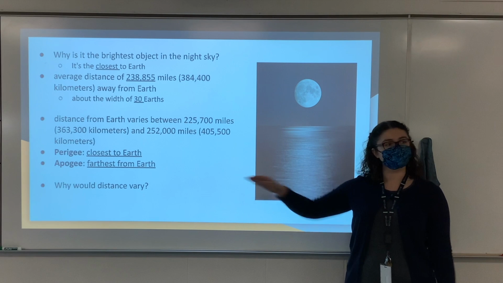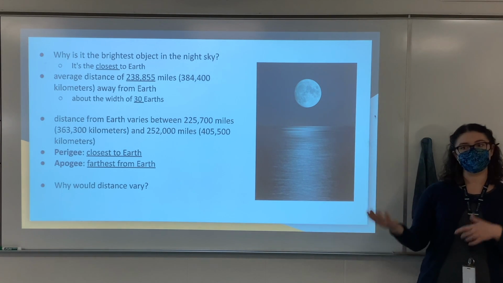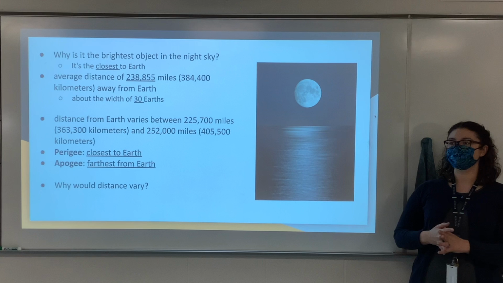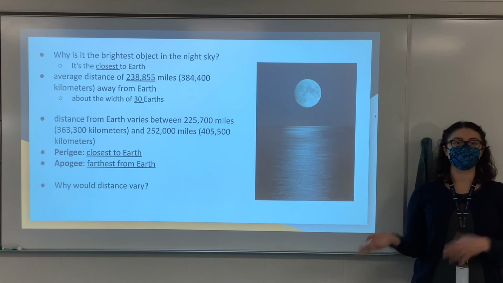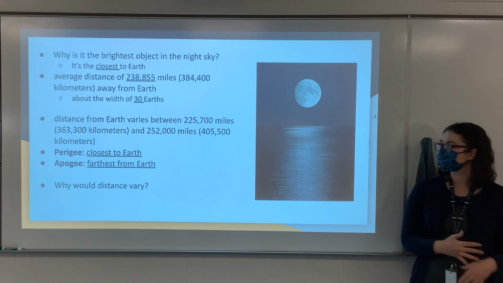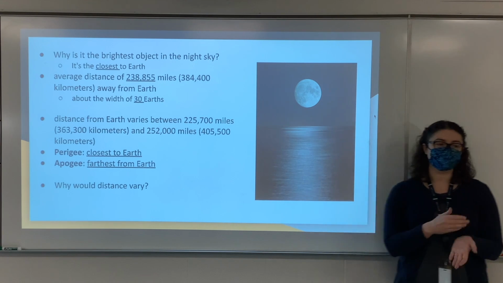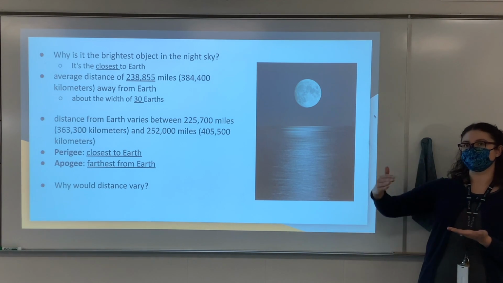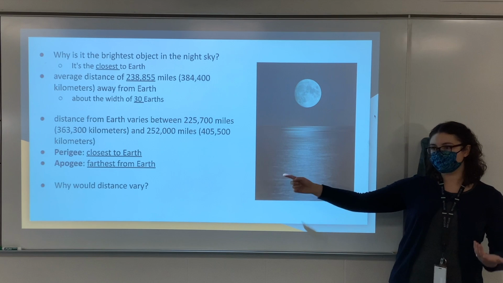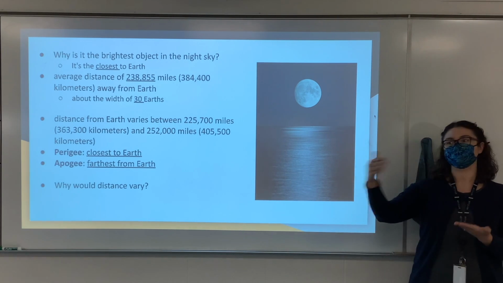They have the same root words as perihelion and aphelion. When a planet is closest to the sun, perihelion, and farthest away, aphelion. It's just saying aphelion means furthest away from the sun. Apogee is meaning furthest away from the Earth.